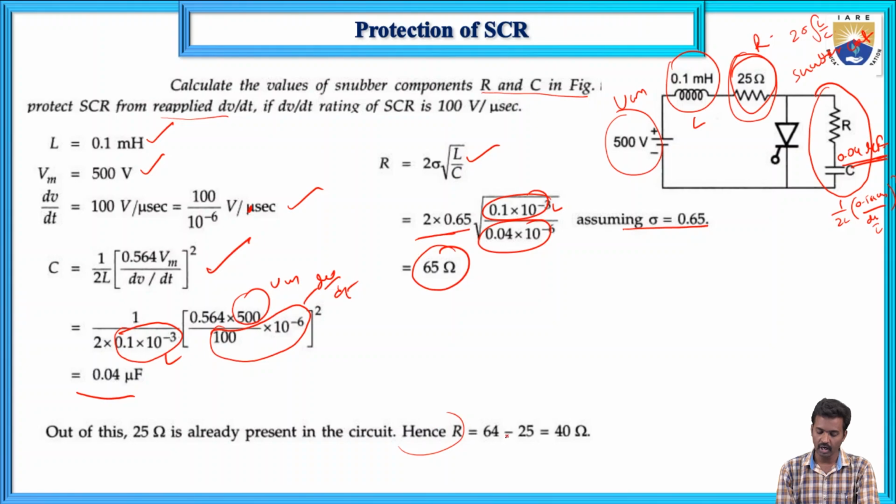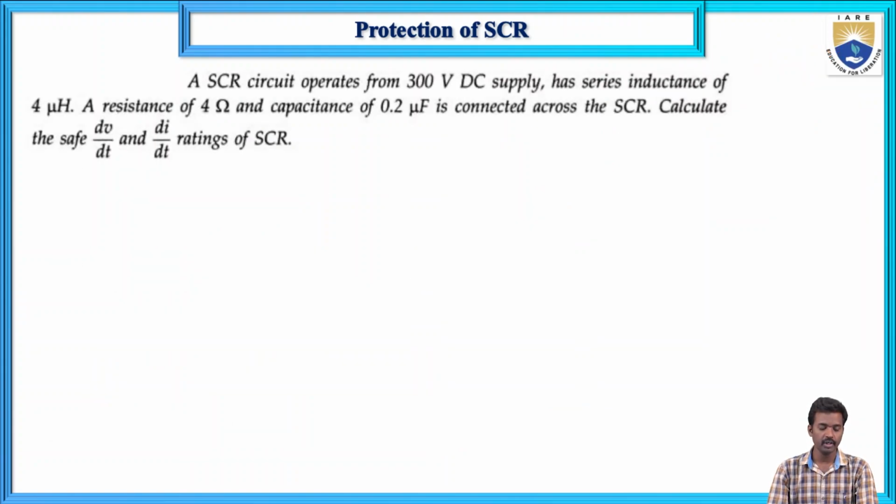So now here R equals 64 minus 25, so that equals 40 ohms. And next, the second problem.